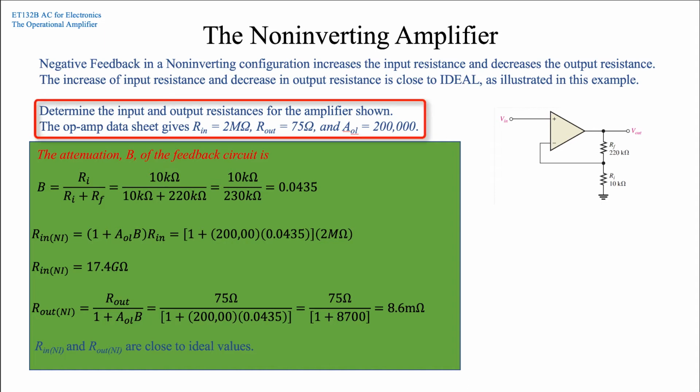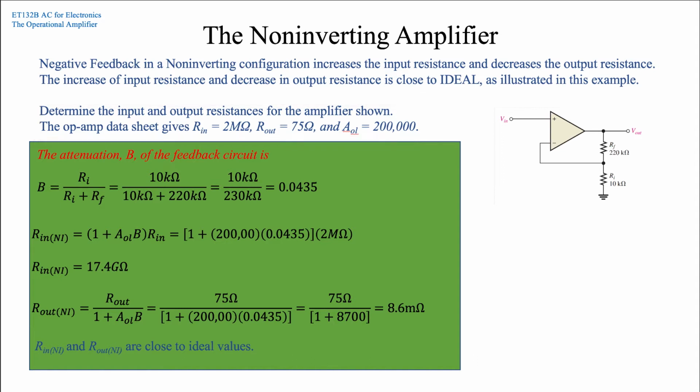We're going to see in this example, we're going to determine the input and output resistances for the amplifier shown. The op-amp data sheet gives R_in at 2 megohms, R_out at 75 ohms, and the open loop gain at 200,000. The attenuation, defined as B of the feedback circuit, then is equal to that voltage divider, RF and RI. So RI divided by RI plus RF gives us 10K by 230K ohms, or an attenuation of 0.0435.